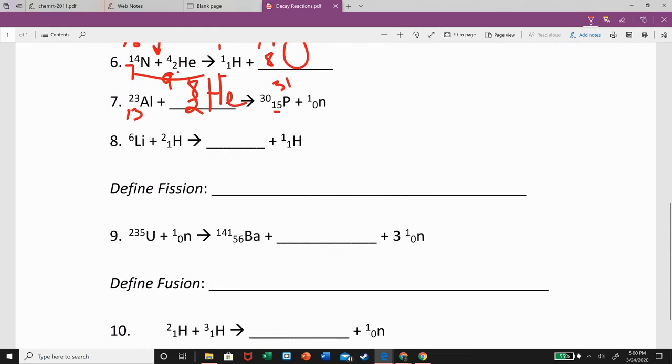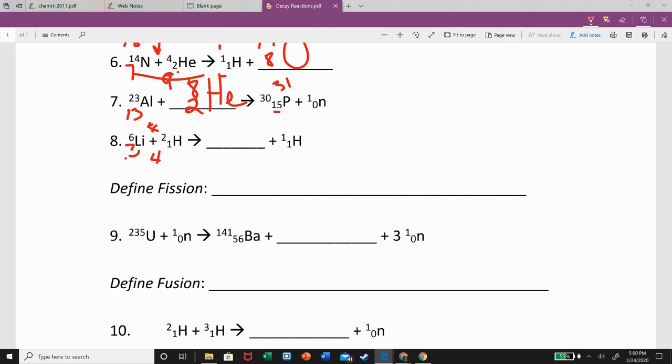I'm just gonna make this go up higher. Okay, I have lithium, which is, I believe, atomic number 3. So atomic number 3. So I have a 3 plus 1. That's going to be equal to 4 on the bottom. I have 6 plus 2. That's equal to 8 on the top.